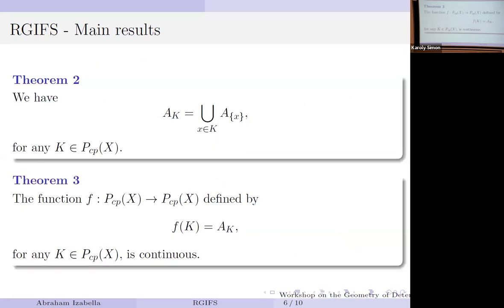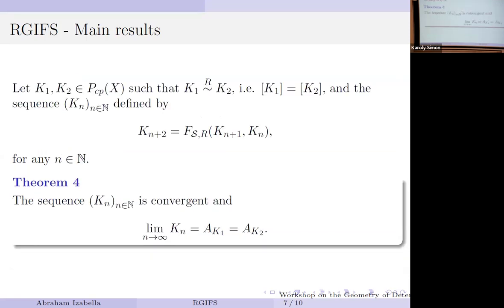Then we can reconstitute the attractor generated by K by gathering all the attractors generated by the individual elements of K. And the first theorem states that the function which associates to a compact set K the attractor that it generates is continuous. We can extend the class of sequences that converge to the attractor if we start with 2 compact subsets K1 and K2, which are equivalent. We define the sequence Kn, which turns out to be convergent, and its limit is the attractor generated by K1 and also by K2. And here we see that 2 compact sets which are equivalent generate the same attractor.